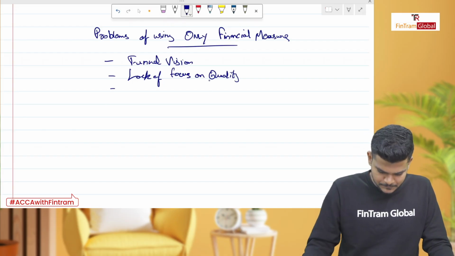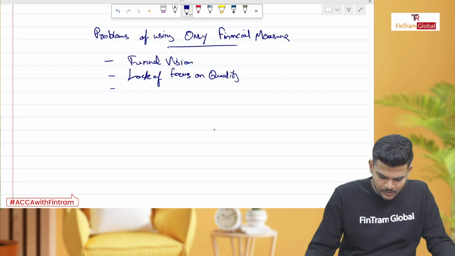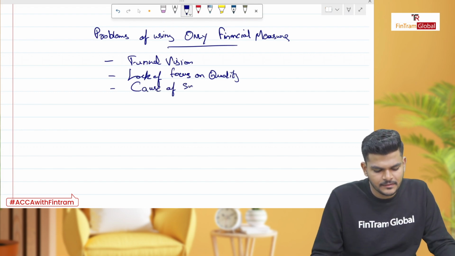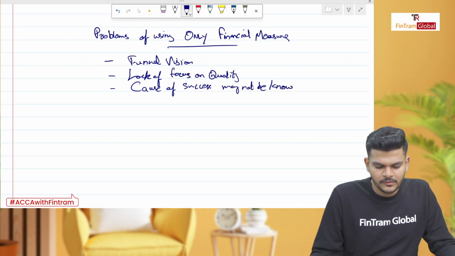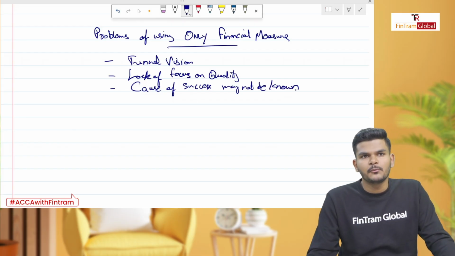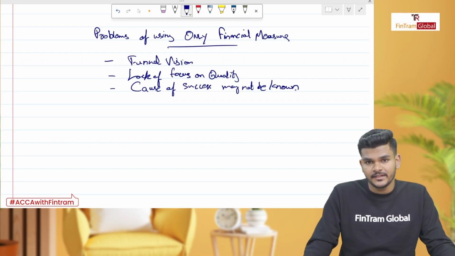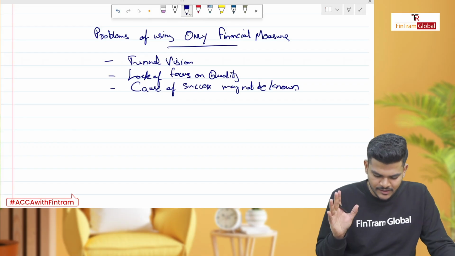Any other points? Okay. The cause of success may not be known. Okay, folks, we won't be able to identify what exactly caused the success factor. If revenue is increasing, what is causing the revenue to increase? We're not looking into that, right? So that's another issue with only focusing on the financial aspects.